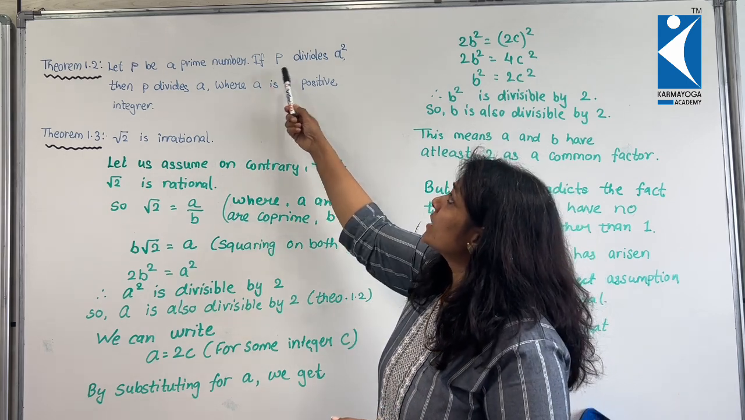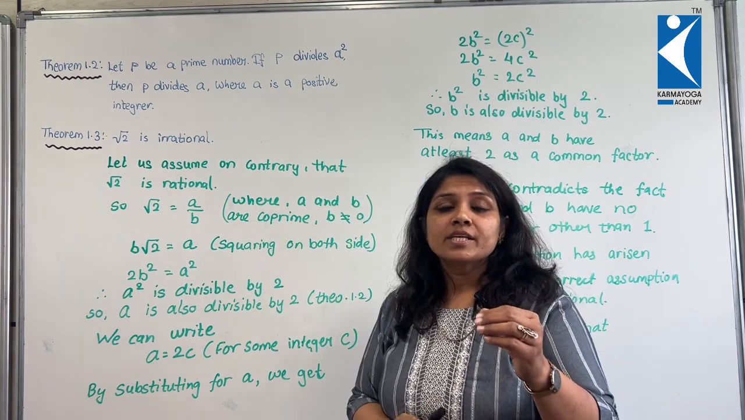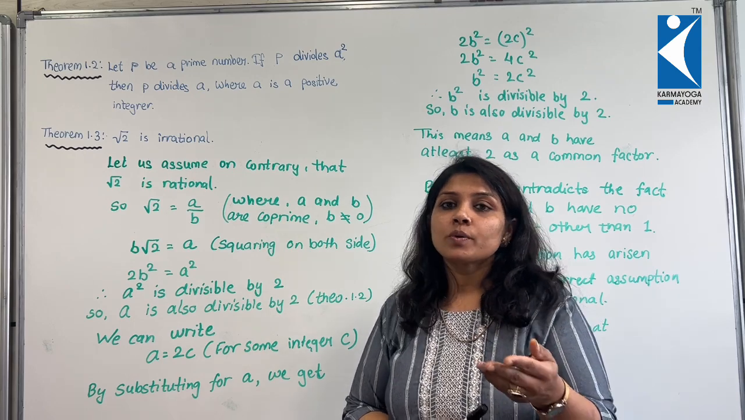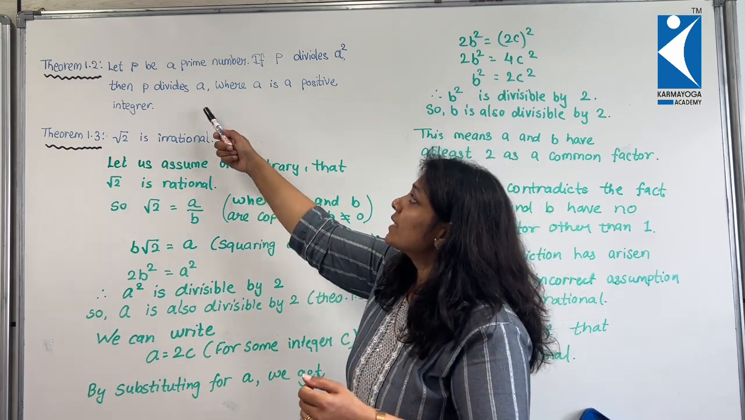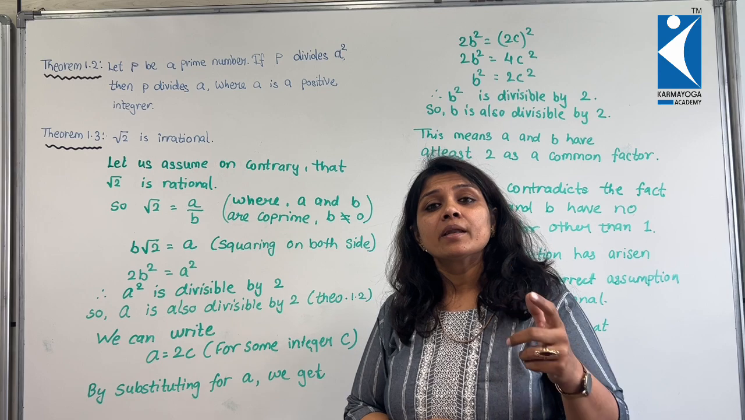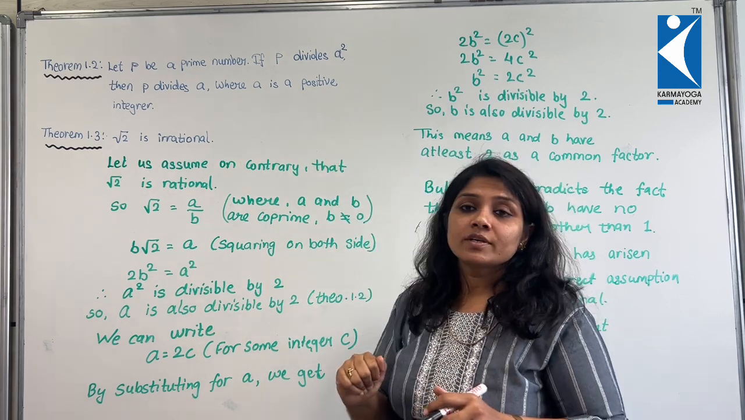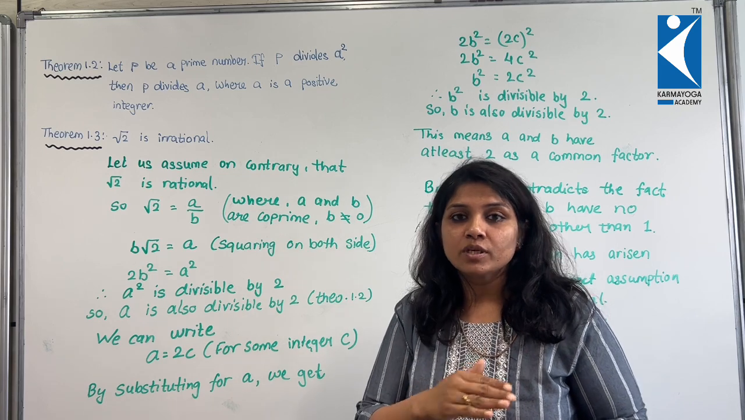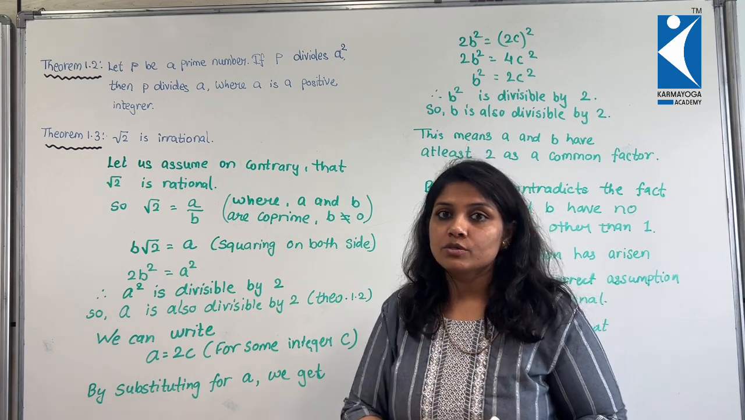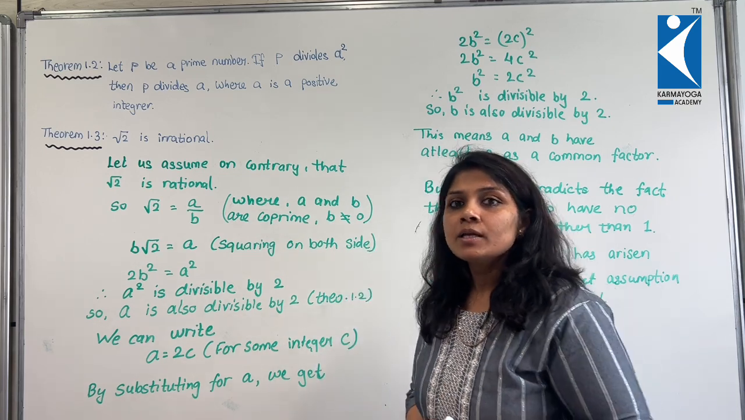So if P divides A square, if P divides a perfect square number, then P divides A also, it will divide that number as well. Okay, where A is a positive integer, A is some positive number, we will not take negative numbers. Okay, let's take one example.